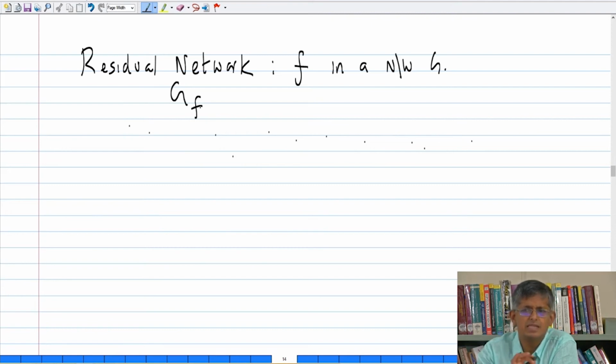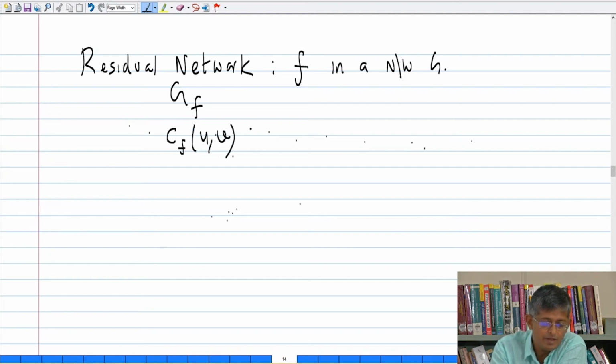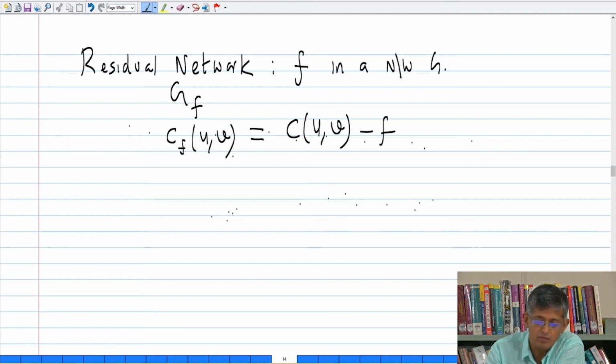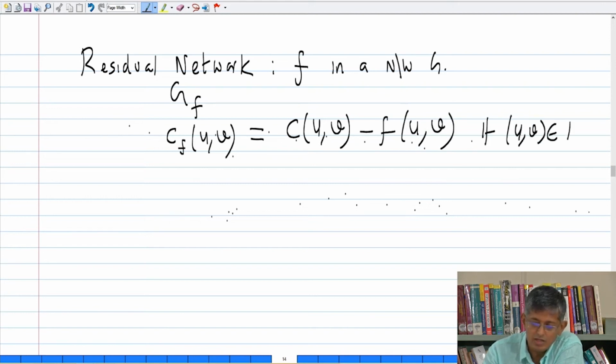The change is very simple, it just keeps track of residual capacities. Let us just see what the residual capacities are. c f of u comma v, the residual capacity in the network for the flow f, is equal to c of u comma v minus f of u comma v, if uv belongs to the edge set of G. Fine. So the flow f assigns to uv a certain value. How much residual capacity is left? Whatever was the original capacity, subtract it out from here for the edge which is in the network.